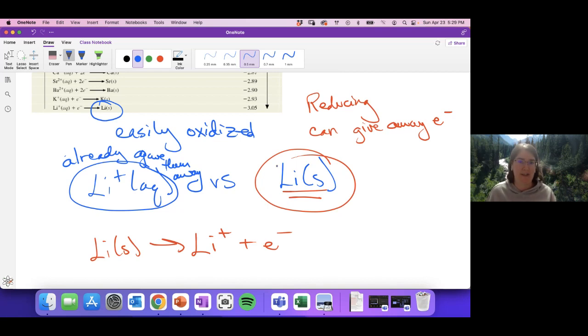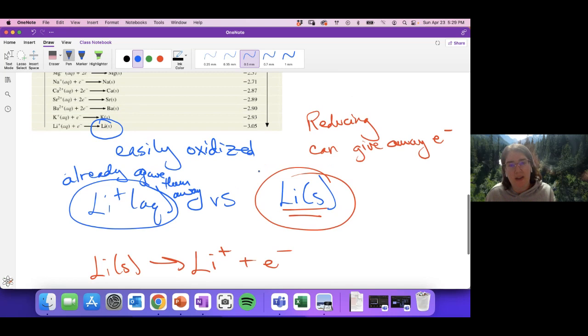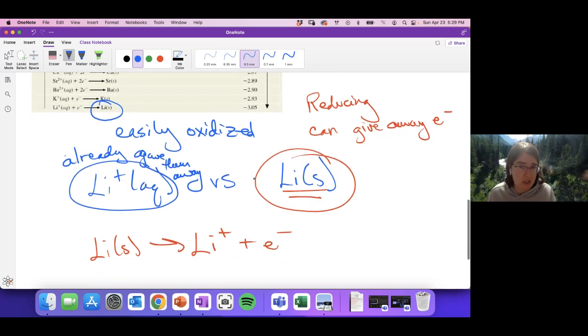Not helpful at all. So keep in mind when you're looking at the table, you also need to look at what state these things are in and if they have electrons to give away or not. So that reaction is set up to tell you information. You do need to read the whole reaction as to what's happening. So a reducing agent can give away electrons. Your lithium solid can do that. Your lithium 2 plus already did it. Can't do it anymore. It's out.